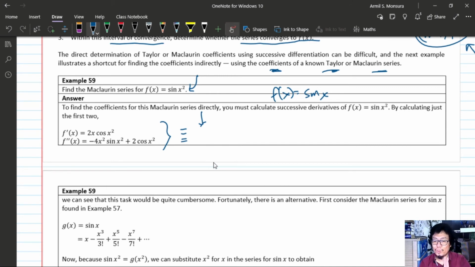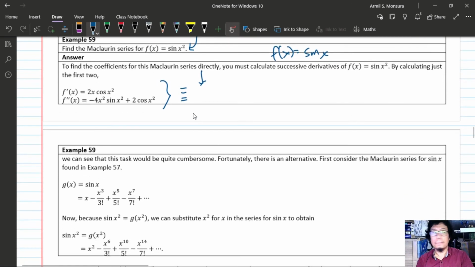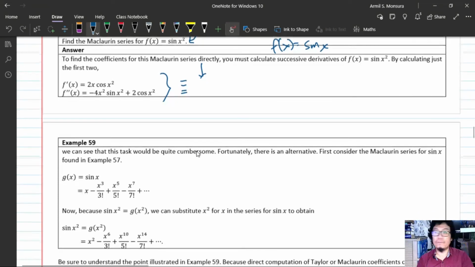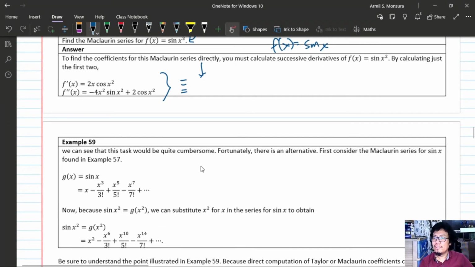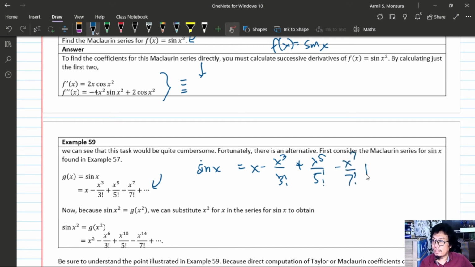We'll do function composition. We will compose a new function from a given function. So how do we do that? First we consider that your sine x has this as its Maclaurin series. So you have it as x minus x cubed over 3 factorial plus x raised to 5 over 5 factorial, minus x raised to 7 over 7 factorial, and so on.